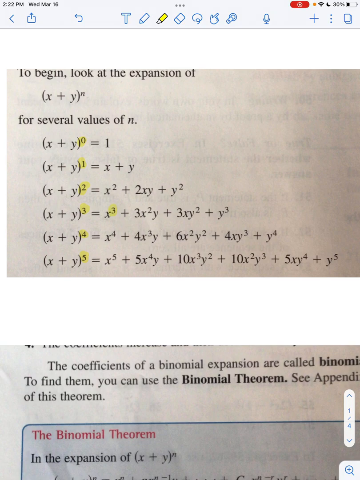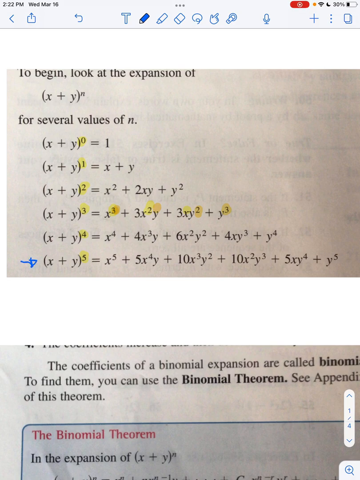And they have a symmetric role, so x and y work together. As you see, this is x to the third, then x squared, then x to the first, and then x to the 0. Whereas y to the third starts here, y squared is here, y to the first, and then again, y to the 0 power. So when x is decreasing, y is increasing, and the sum of the 2 exponents always adds up.